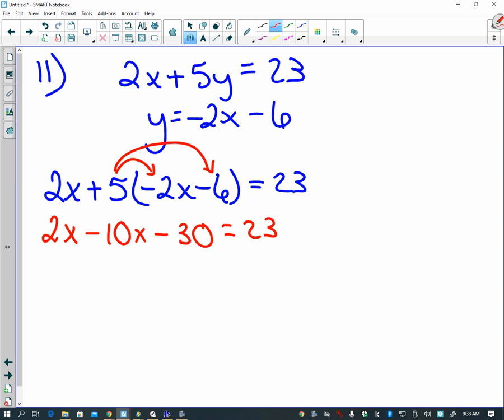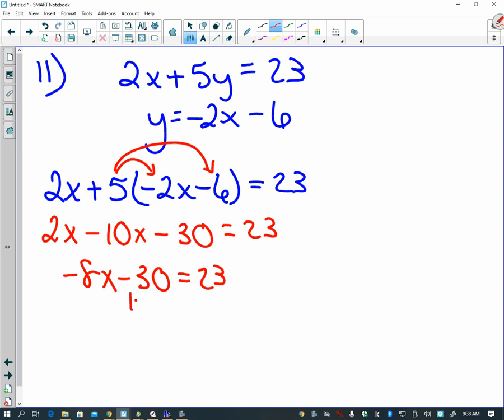Combine like terms. What are like terms? 2x and negative 10x. What makes those like terms? They have the same variable to the same exponent, right? Okay, so what is 2x minus 10x? Negative 8x minus 30 equals 23.